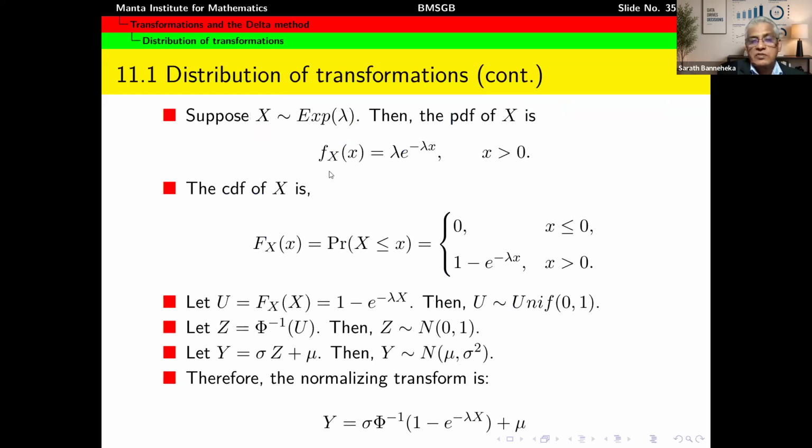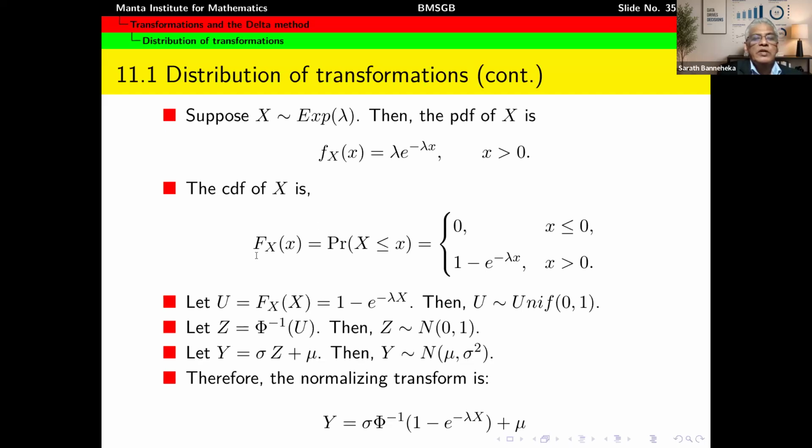So its density function is given by this one. This is well known. And the CDF, of course, we can obtain. CDF will be given by this function. When x is less than or equal to 0, the CDF will be 0. And when x is greater than 0, it will be given by this. You can easily get that by integrating the density function from 0 to some value x.